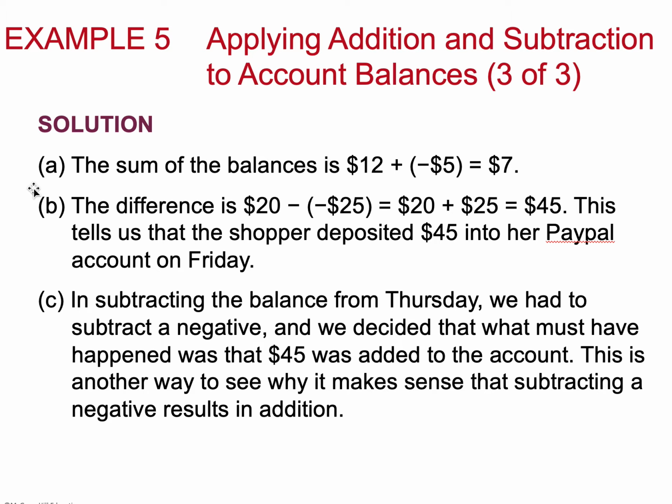And then in part B, they want me to find the difference in the balances between Thursday and Friday. So on Thursday, I have a balance of -25, and on Friday, I have a balance of +20. So we're going to follow our addition rules, and we're going to get $45. So $45 was deposited to go from -25 to +20. And then in part C, what does the result say about subtracting a negative? Well, it says exactly what the rule we just used told us to do.